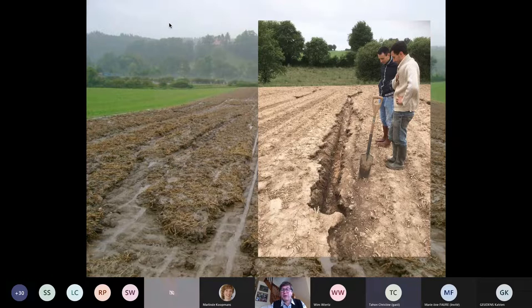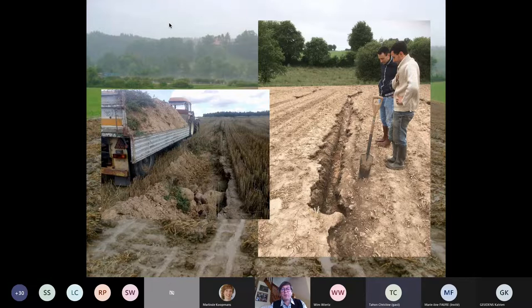It could be even more expensive when you have to bring back the ground. And it is also expensive for the community because they have to clean the road, they have to clean the ditches. And in some areas in France, departments are talking about making the farmers pay for the ground that is in the ditch on the road.